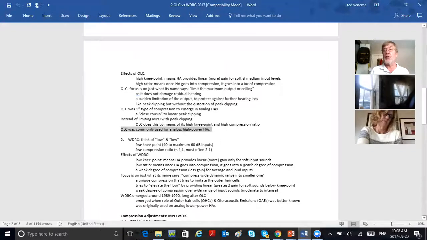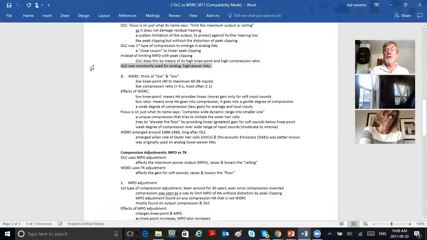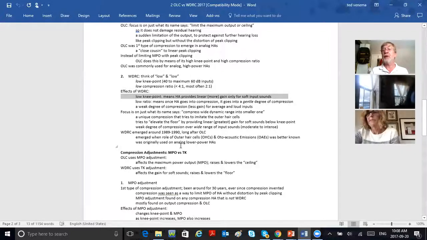WDRC, on the other hand, think low and low. Low knee point, low compression ratio. The effect of WDRC, following the highlighting here on your screen: low knee point means the hearing aid provides linear gain, but only for soft inputs. Low ratio means once the hearing aid goes into compression, it goes into a gentle degree of compression, just a little bit. A weak degree of compression for both average and loud inputs.